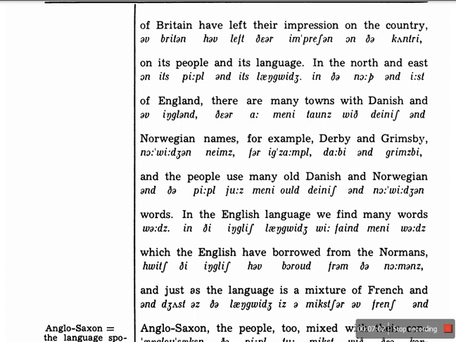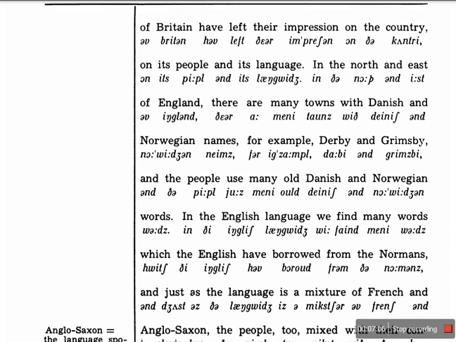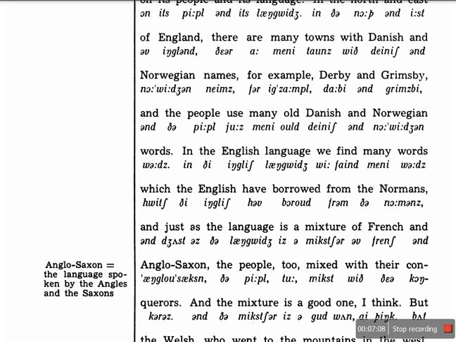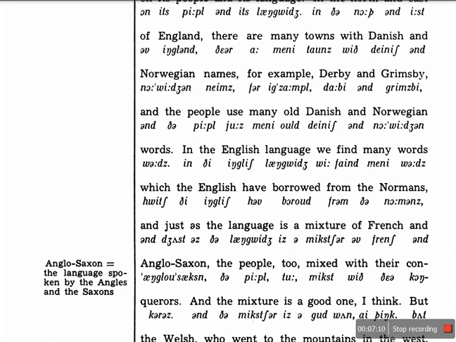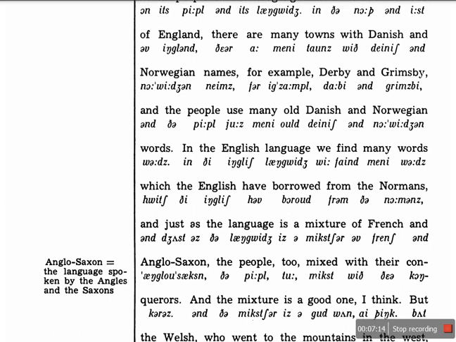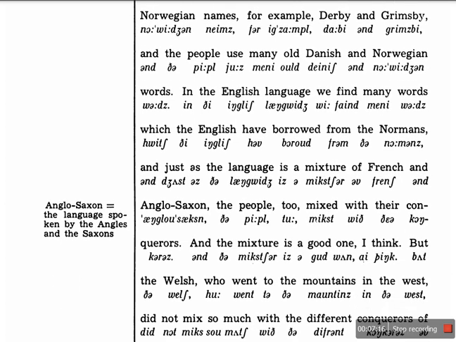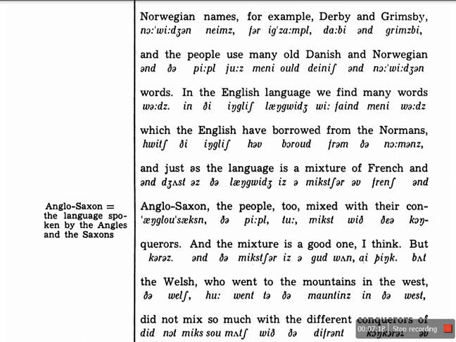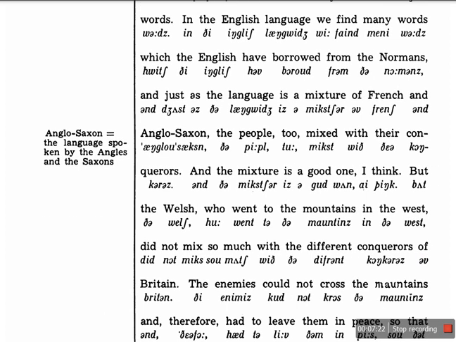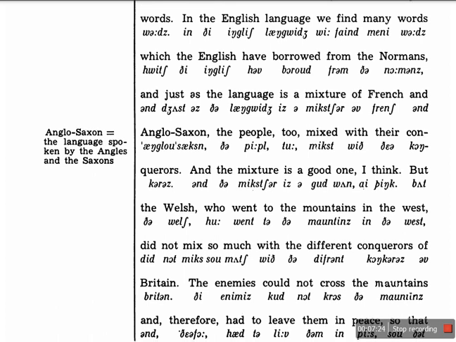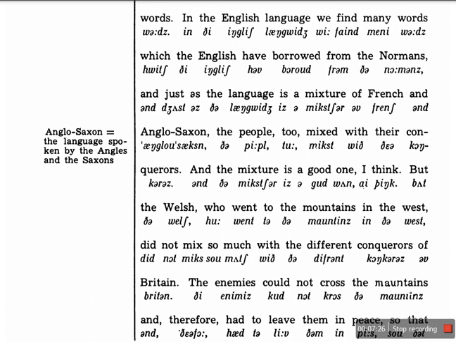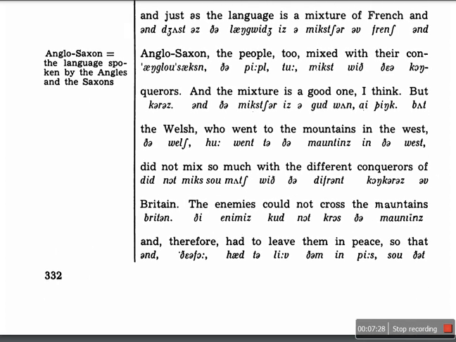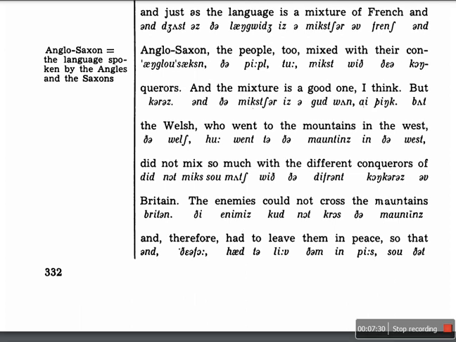In the north and east of England, there are many towns with Danish and Norwegian names, for example, Derby and Grimsby, and the people use many old Danish and Norwegian words. In the English language, we find many words which the English have borrowed from the Normans, and just as the language is a mixture of French and Anglo-Saxon, the people too mixed with the conquerors. And the mixture is a good one, I think.